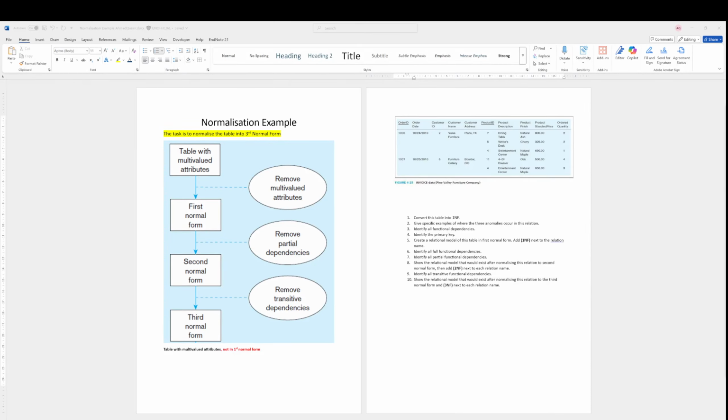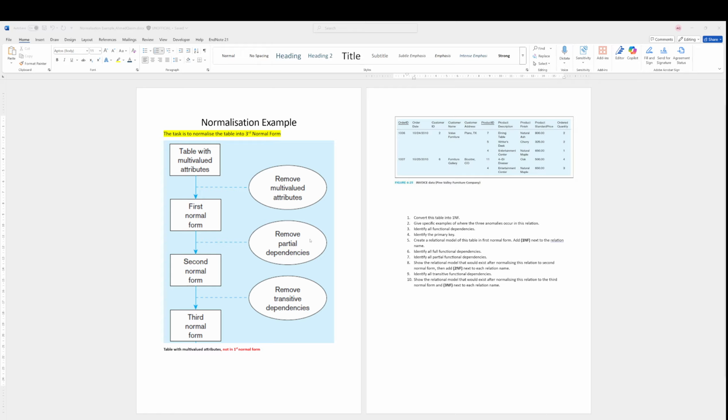Hello everyone. In this exercise, I will explain data normalization by taking this example, the invoice example. I will start by converting this table into the first normal form. In order to do that, we need to remove multi-valued attributes. And then once it's in the first normal form, we need to remove all partial dependency.